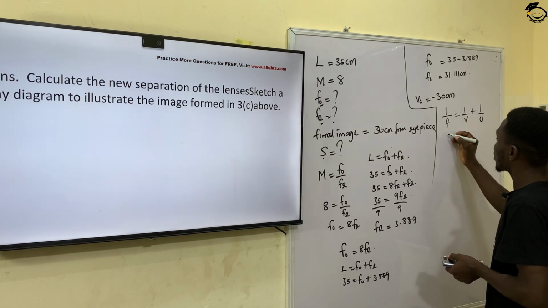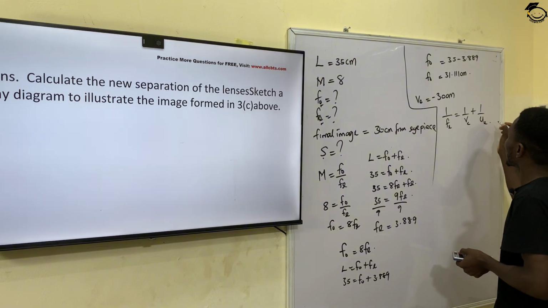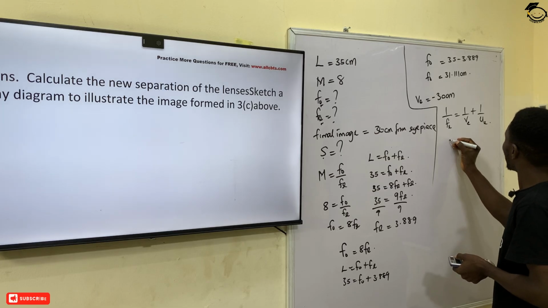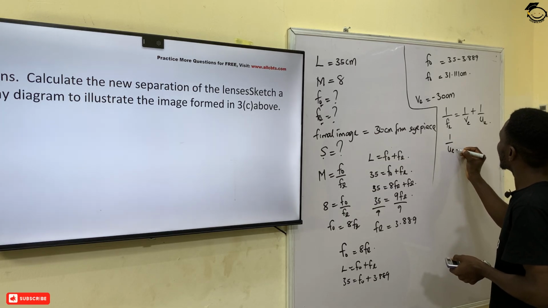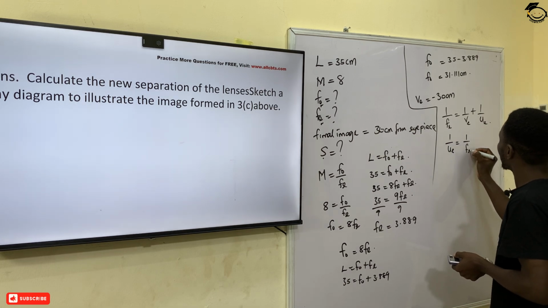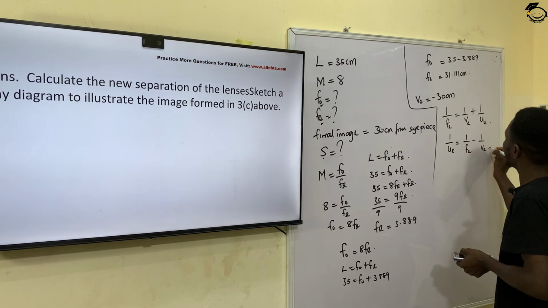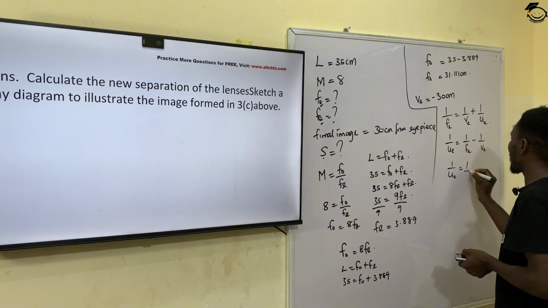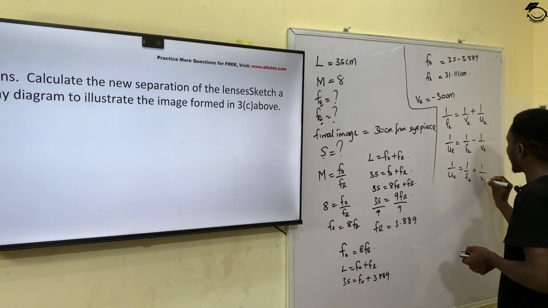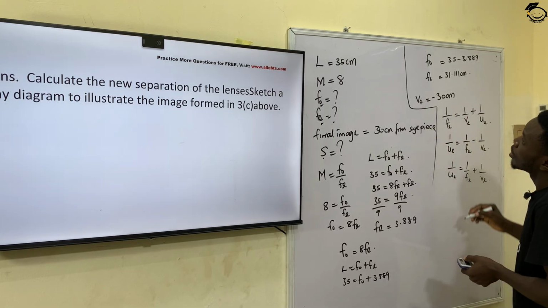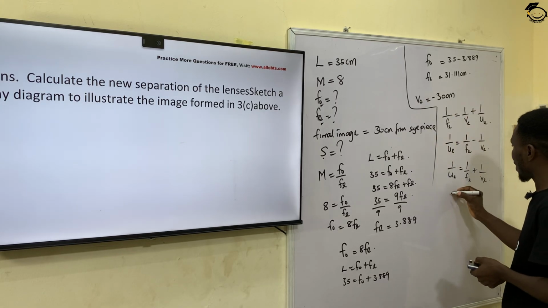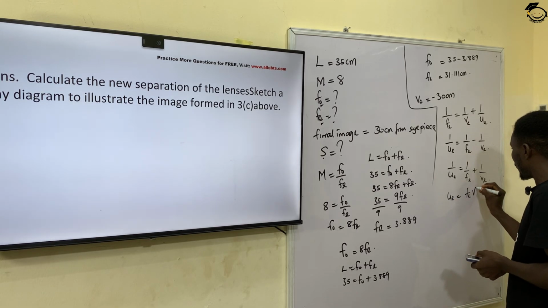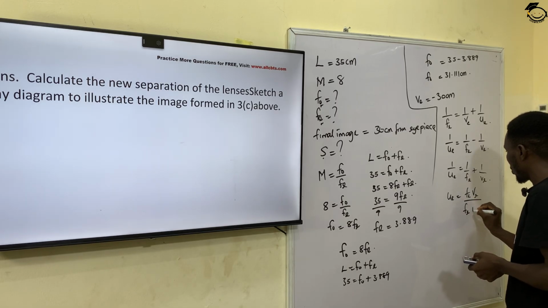Since we're talking about that of the eyepiece, let's just add E to all of it. So this will give me 1 over UE is equal to 1 over FE minus 1 over VE. But because what we have here is negative, automatically I'll be having 1 over UE is equal to 1 over FE plus 1 over VE. Why? Because I'm talking about the diverging lens. So this is the same as saying I have my UE equal to FV over F plus V.